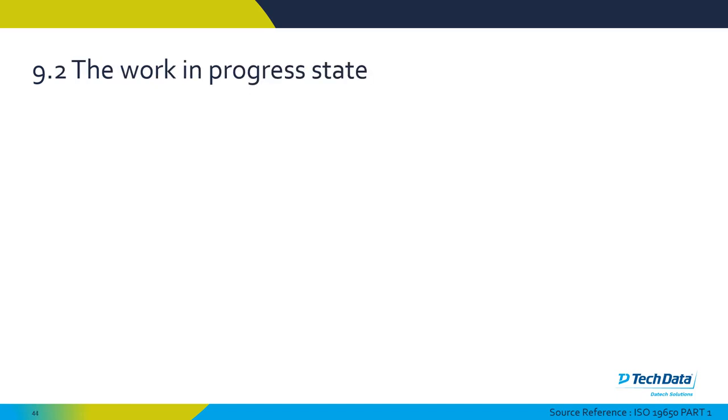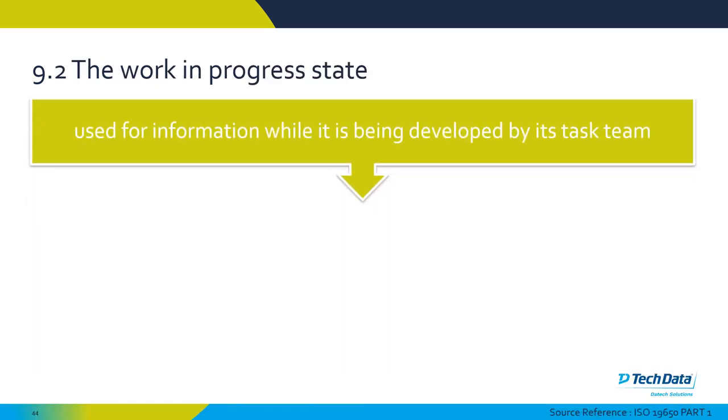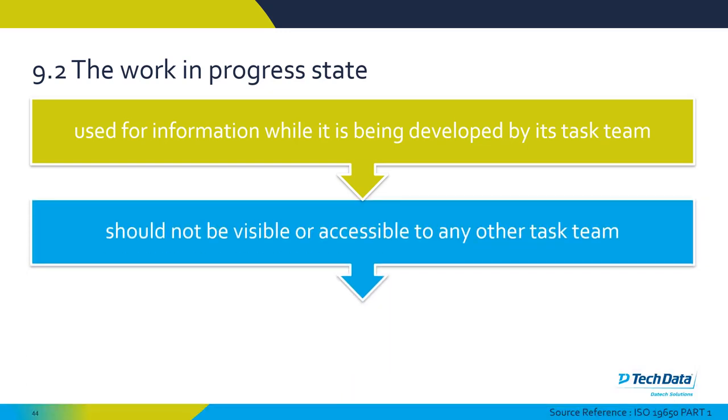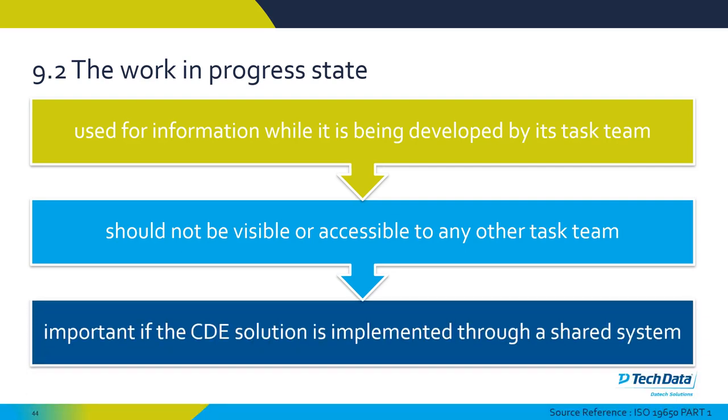can adhere to. And then looking at the work in progress state, this is used for information while it is being developed by its delivery or task team, and it should not be visible or accessible to any other task team. So in the common data environment, having your own work in progress area for your design office or your particular role in the project.